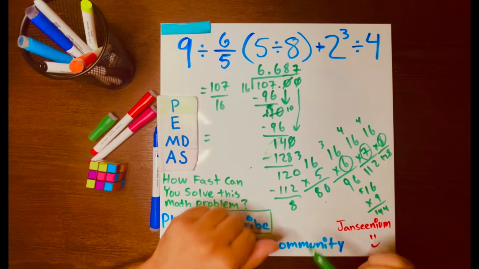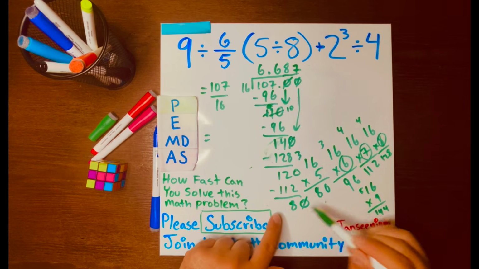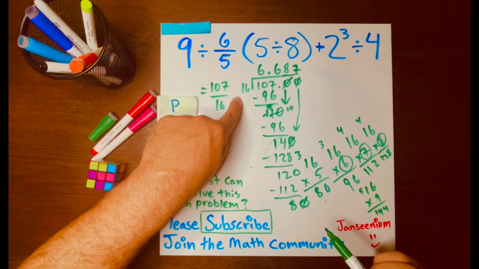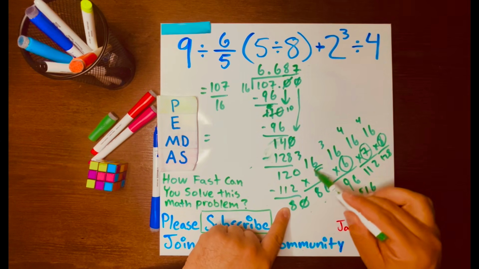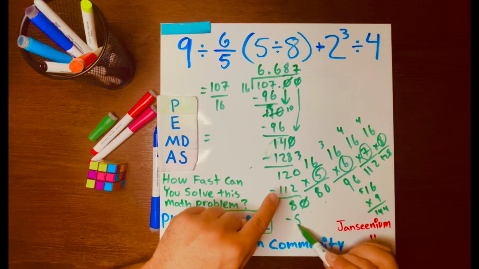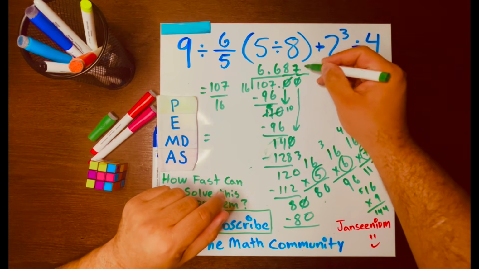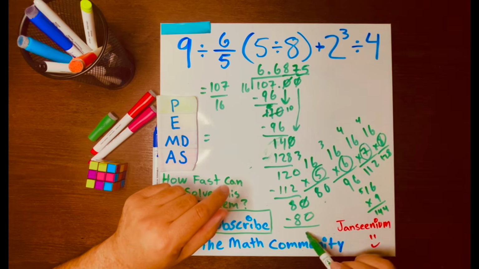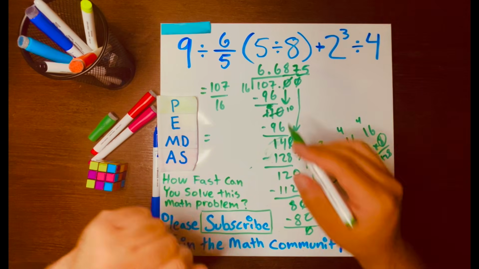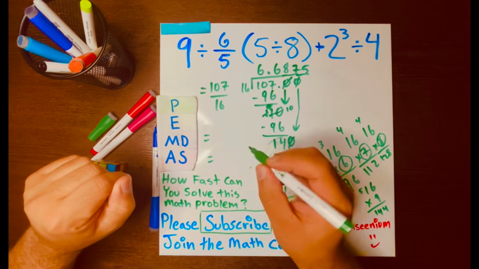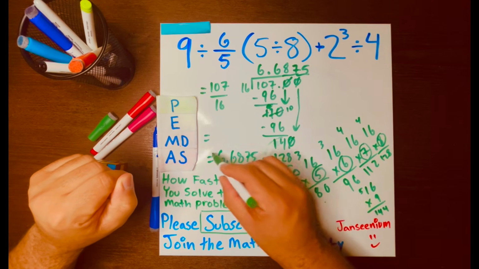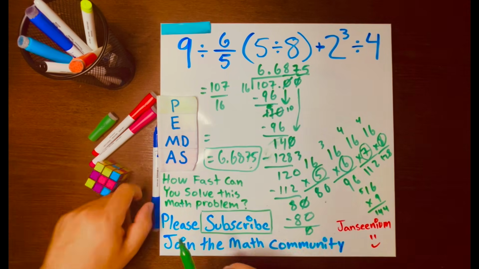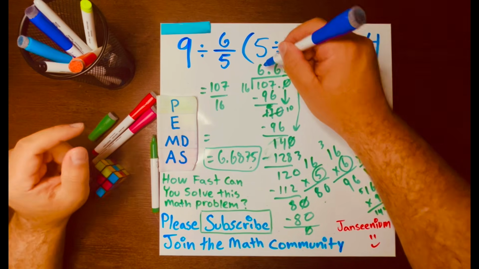Because it equals 20. And so the 8 borrows a 0. You can fit 16 into 80 5 times because that clears it out, right? So I write the 5, and 5 times 16 is 80, and 80 minus 80 is 0. So your decimal answer is 6.6875.